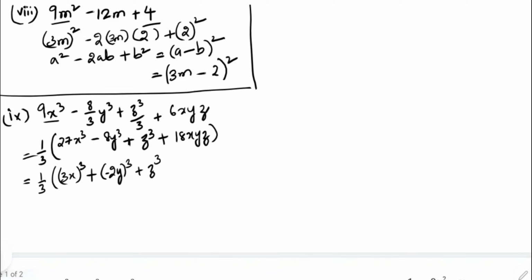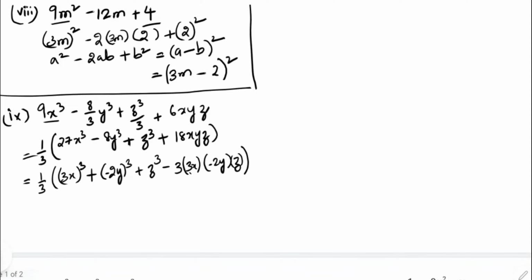Okay, minus 3abc. So what is a? A is 3x, and what is b? Minus 2y, and c is z. So what has happened here? See, minus into minus is plus. That is plus 3 3s are 9, 9 2s are 18, x into y into z, xyz.